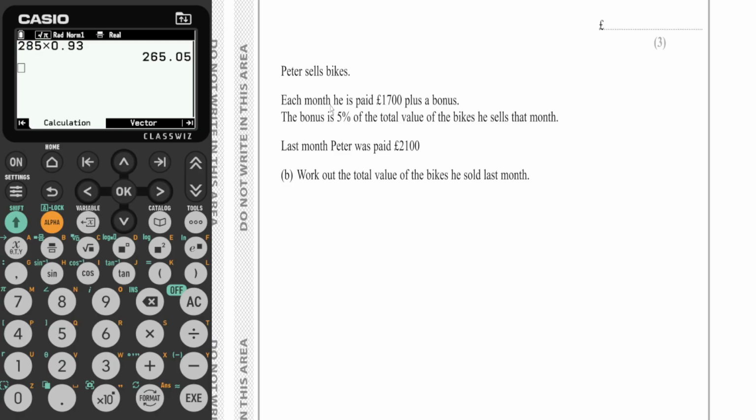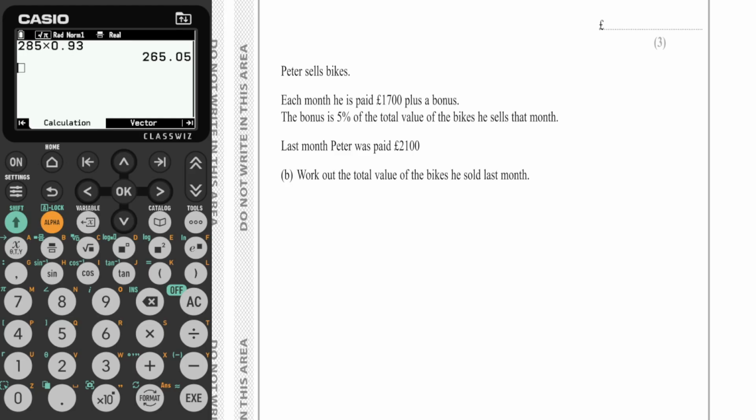Peter sells bikes. Each month he is paid £1,700 plus a bonus. The bonus is 5% of the total value of the bikes he sells that month. Last year Peter was paid £2,100. We have to work out the total value of the bikes he sold last month.